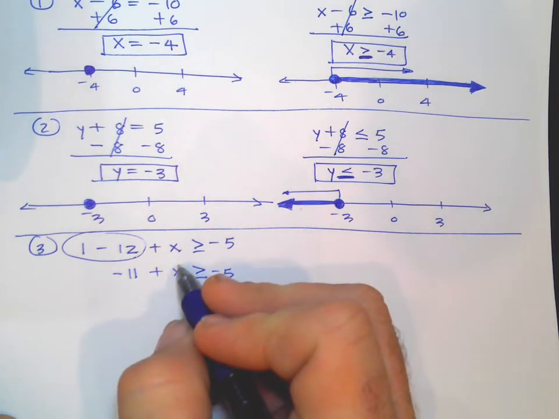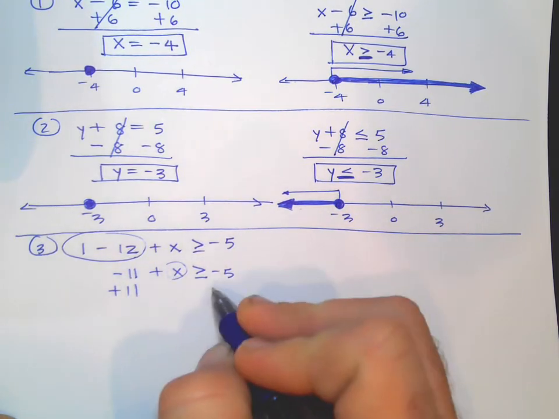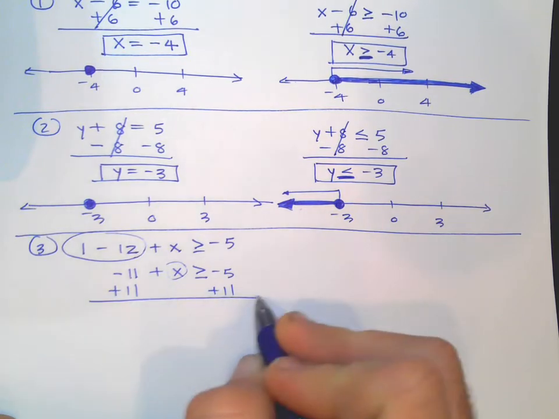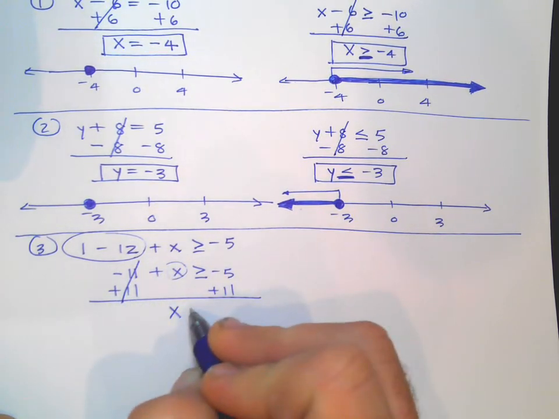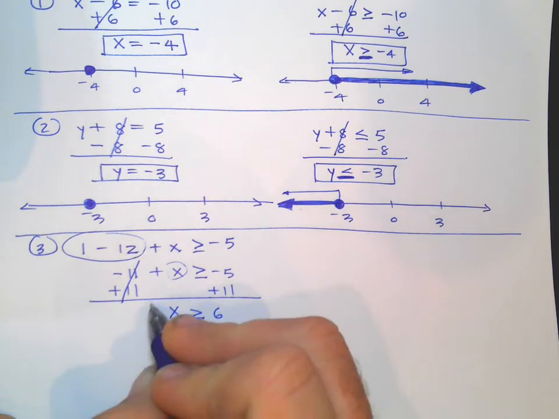To get the x by itself, we need to get rid of negative 11. So we need to add 11. If you do it to one side, you have to do it to the other. And negative 5 plus 11 is 6.